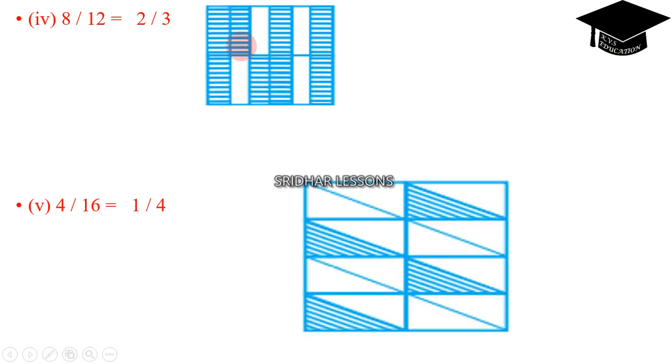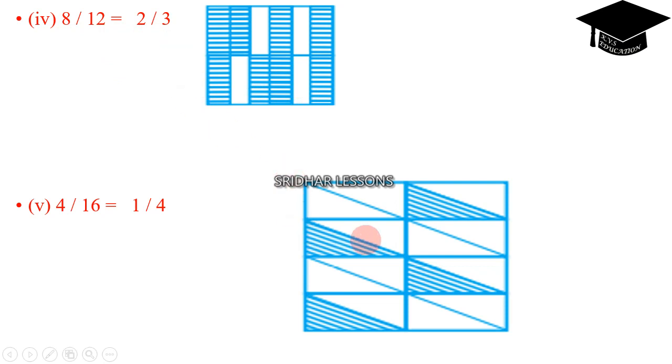See this picture. Totally how many parts? 1, 2, 3, 4, 5, 6. Again this has 6 parts. So 6 plus 6, 12 parts totally. Out of which how many were shaded? 1, 2, 3, 4, 5, 6, 7, 8. So out of 12 parts, 8 parts were shaded. So 8 by 12 is equal to 2 by 3.